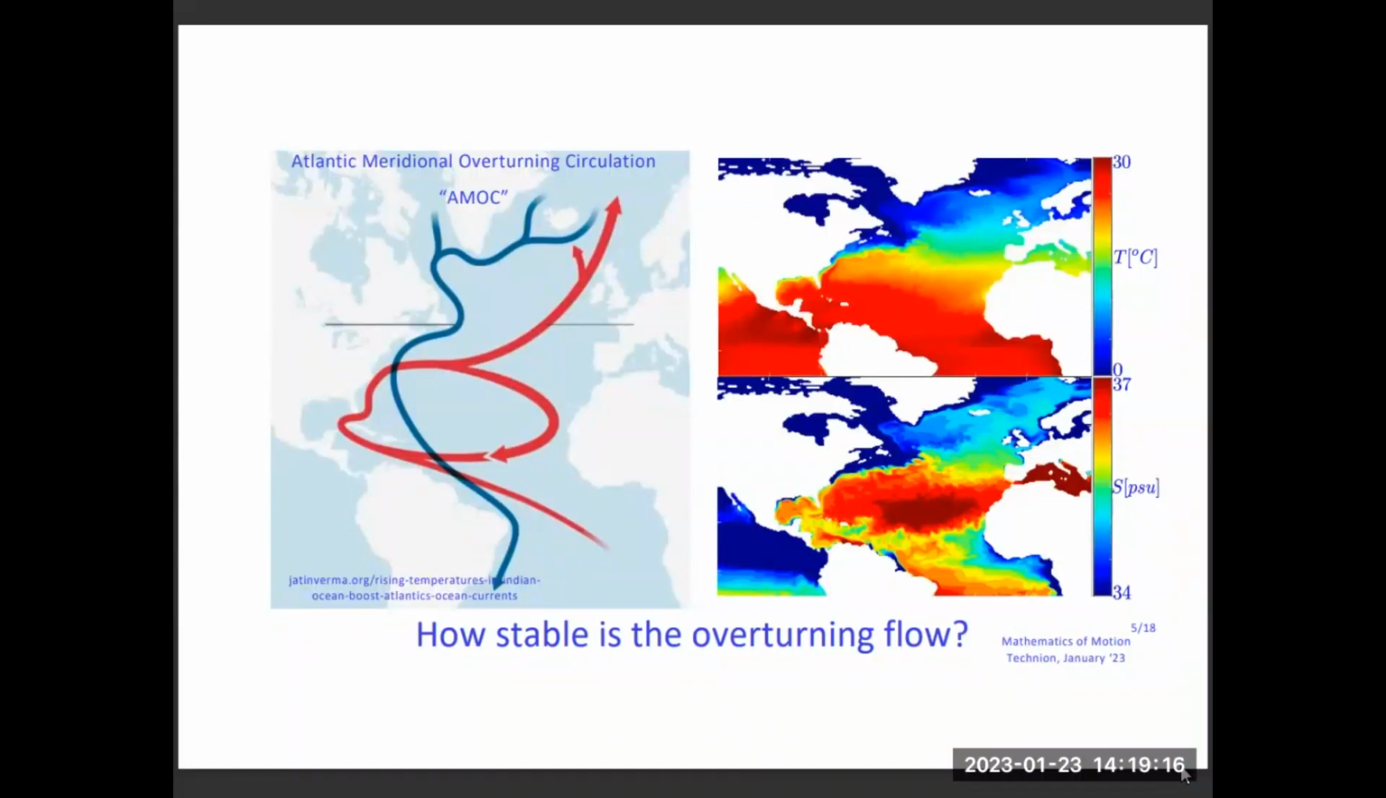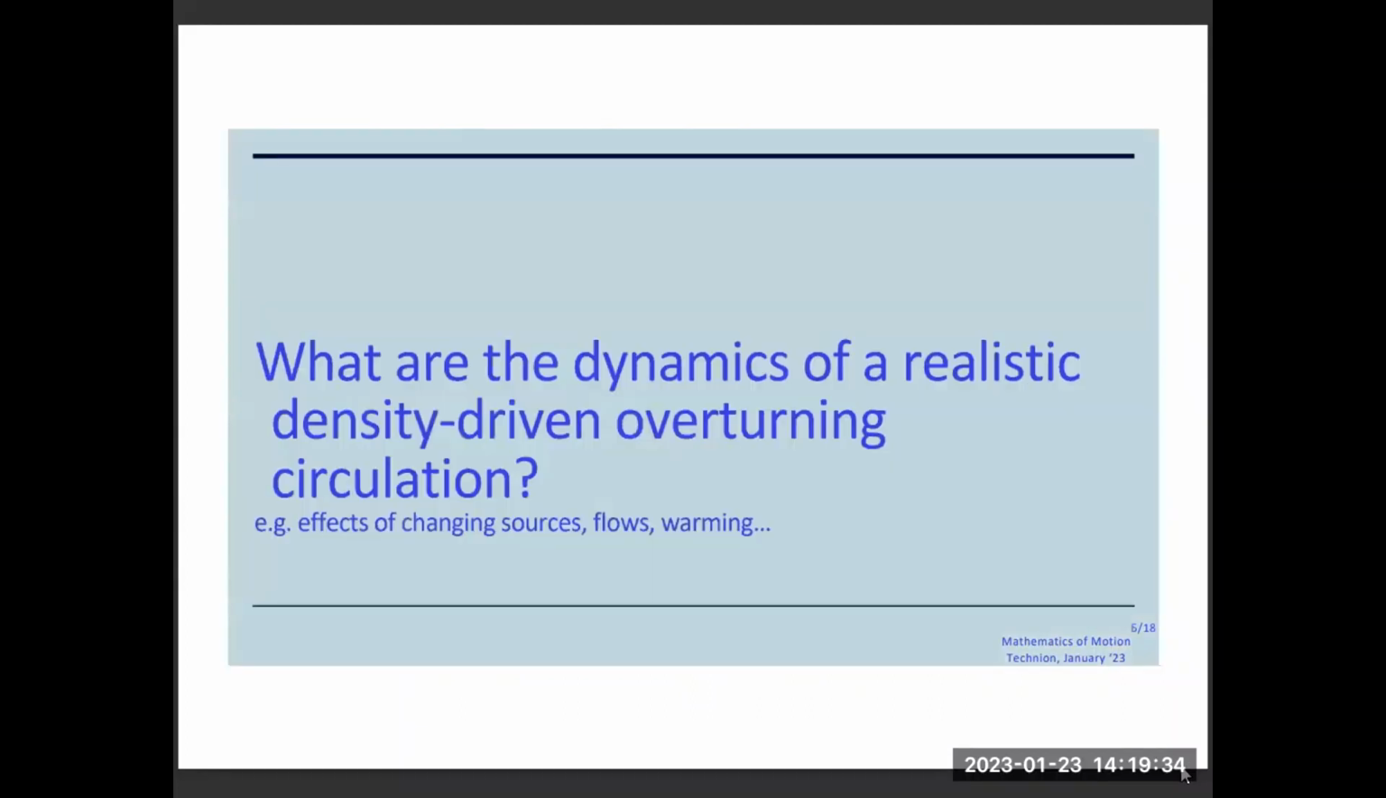But how stable is it? Because as you can see, we have here a game between temperature and salinity. And as it turns out, this is going to be a bistable system that could have an opposite flow. Okay, let's continue.